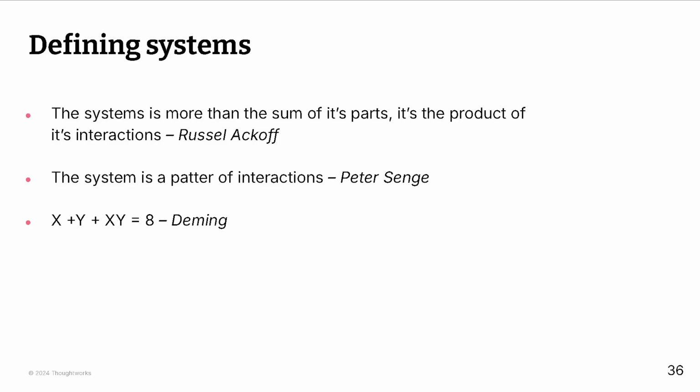Now let's go back to defining a system. There's a few definitions. Russell Ackoff said it's more than the sum of its parts, it's the product of its interactions. So the value in a system is coming from the interactions, not from the individuals.